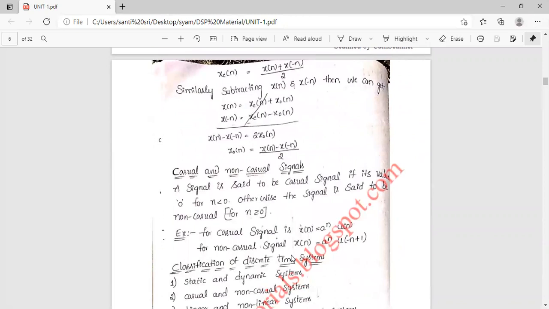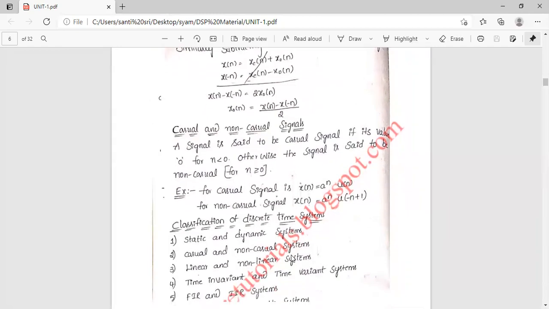Causal means its value is 0 for n less than 0. A signal is said to be causal if its value is 0 for n less than 0. Otherwise, the signal is said to be non-causal. It means that its value is nonzero for n greater than or equal to 0 in the causal case. The causal signal is defined as x of n equal to a power n into u of n, and the non-causal signal as x of n equal to a power n into u of minus n plus 1.